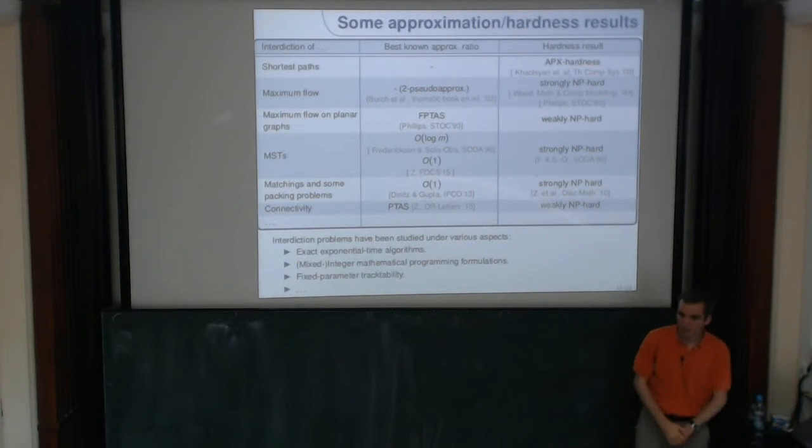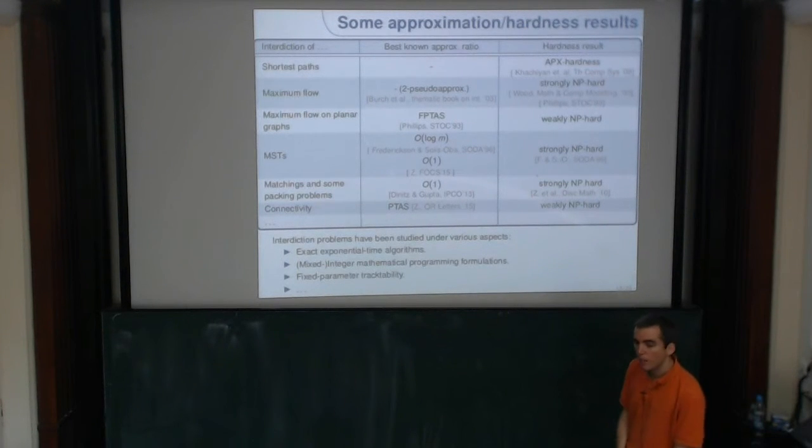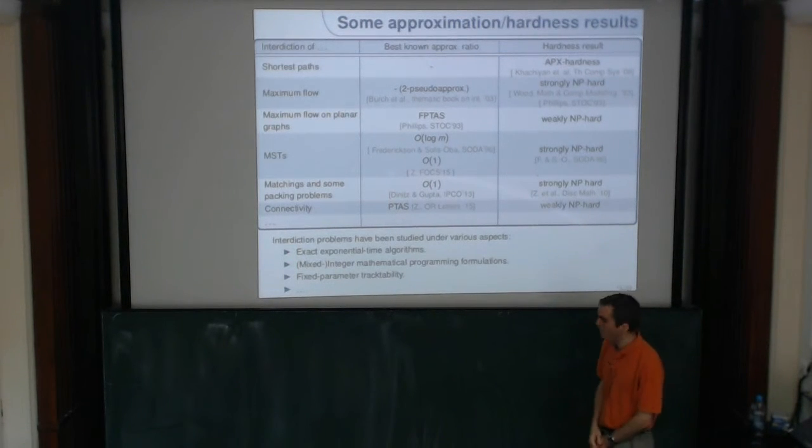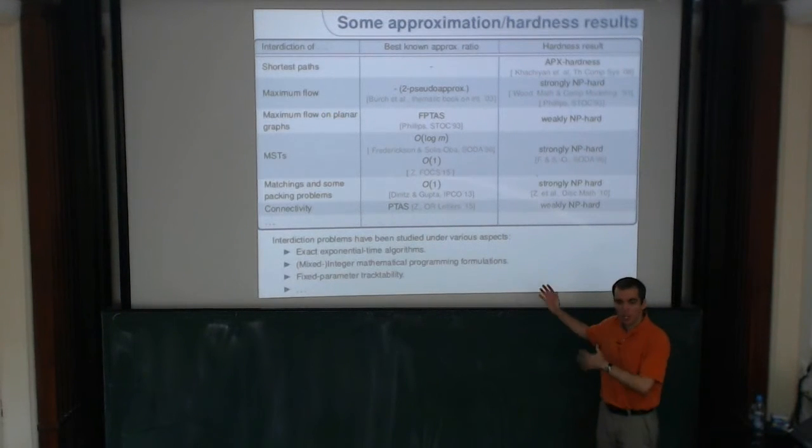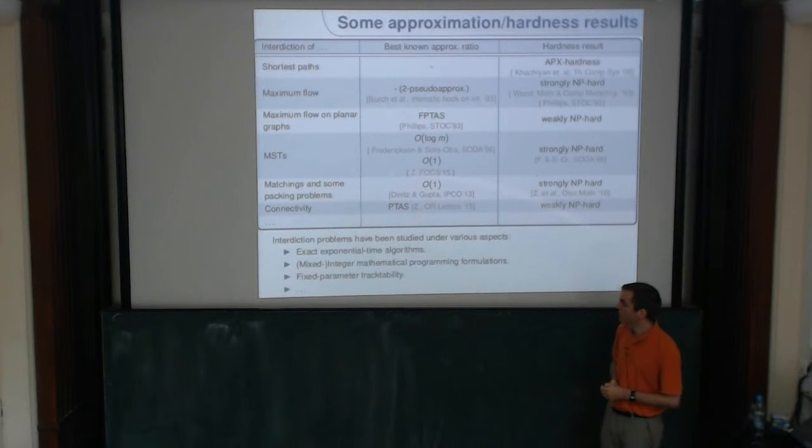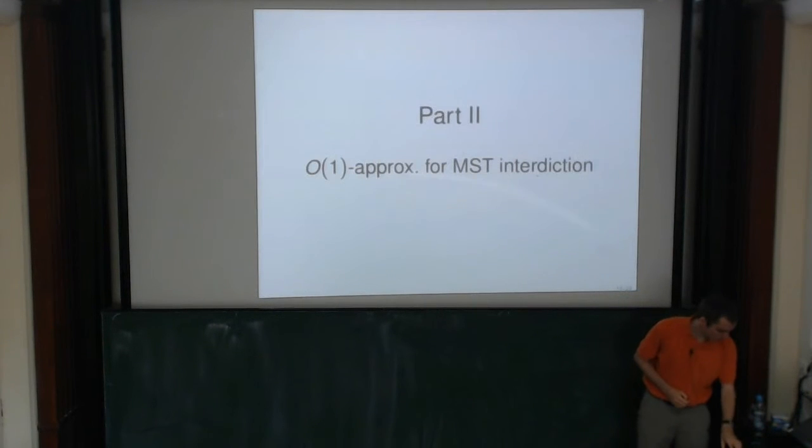Oh, please. What do you mean by connectivity? So the connectivity thing, that was the problem I showed at the beginning, where you want to decrease the connectivity as much as possible. Yeah. So the same problem, interdiction, has also been considered under various other aspects, like exact exponential time algorithms or fixed parameter tractability. But let me not go into that. It's too much to talk about.